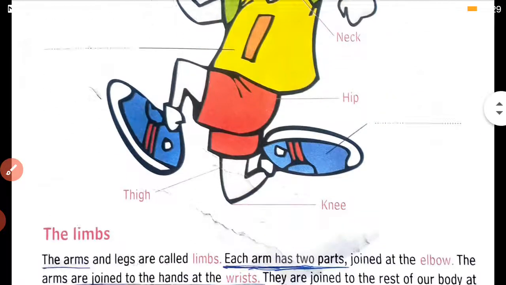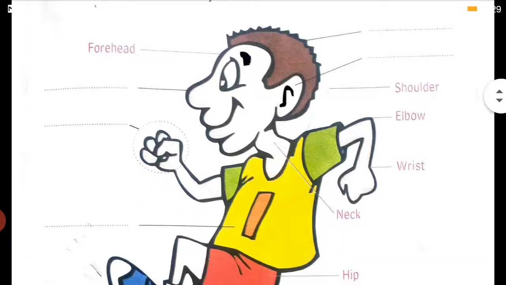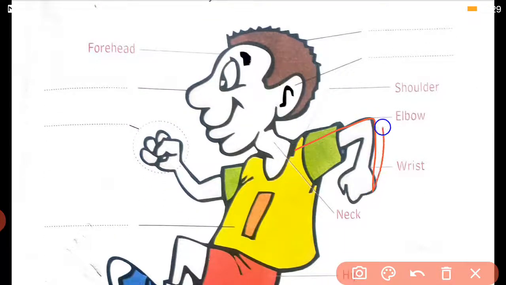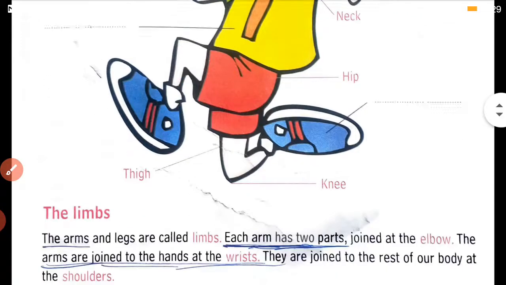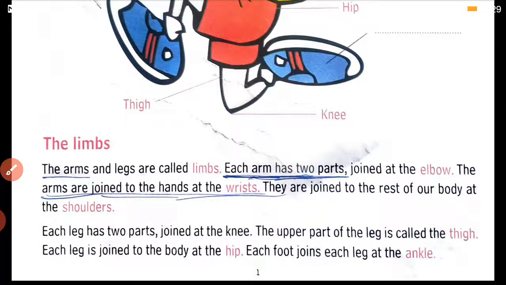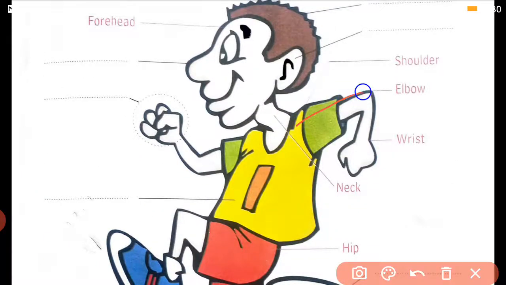Okay, now come to the explanation. Limbs. See in the diagram also, this part, it is the limbs. Hands, the whole of the hand and whole of the leg, they are known as the limbs. Okay, now first we will see about our hands. Each arm has two parts. From here to here it is one part, from here to here it is the other part. And both these parts are joined where? They are joined at the elbow. Alright. So hand is having two parts joined at the elbow.